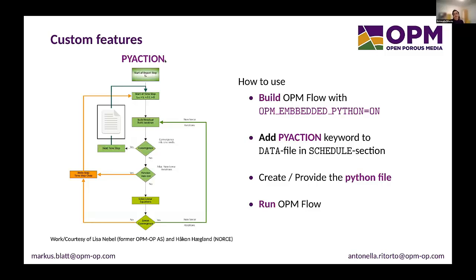To use it, there are these 4 steps. You build OPM Flow with this flag on, OPM_EMBEDDED_PYTHON on. You add PyAction in your data file in the SCHEDULE section. You create and provide your Python file, and then you run Flow. That would be the structure of what to do.